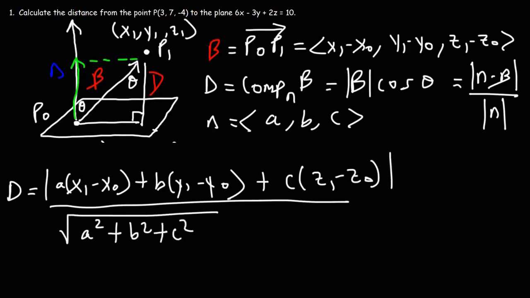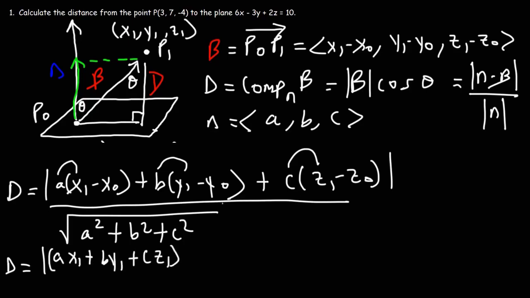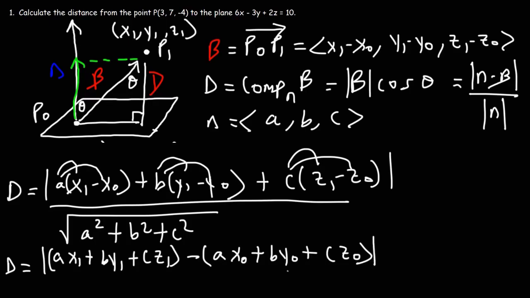Now let's do some algebra. So let's distribute a to x1, b to y1, c to z1. So I'm going to get ax1 plus by1 plus cz1. I'm going to group these together. Next, I'm going to multiply a by negative x0, b by negative y0, and c by negative z0. All of these terms will be negative, so I'm going to take out a negative sign, and it's going to be a x0 plus by0 plus c z0, divided by the same stuff.